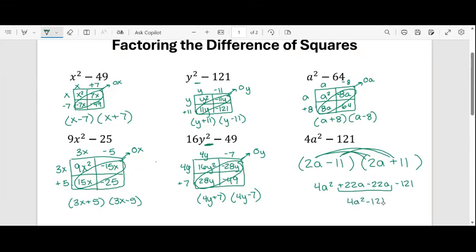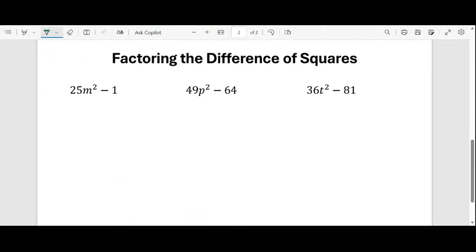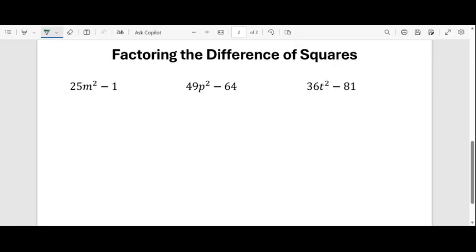So that's how you check to make sure you did your factor correctly, but I know you're going to get all of these correct. Let's try 3 more. And we're doing this without the square. So to get 25m squared, I had to multiply 5m times 5m. To get negative 1, it's a perfect square, right? To get negative 1, I had to multiply negative 1 times positive 1.